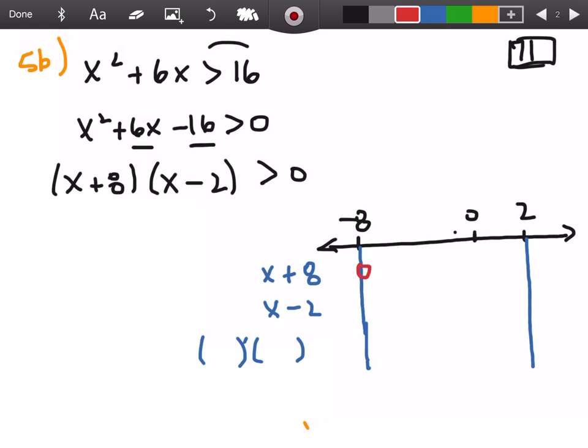Now to the right of that, that's always going to be positive, right? Because if you put in negative 6, x plus 8 is 2. If you put in a positive number, these are all positives. To the left, negative. Right at negative 8, exactly 0. Same thing with x minus 2. Right at 2 is the 0 point. To the right of that, positive. To the left, negative.